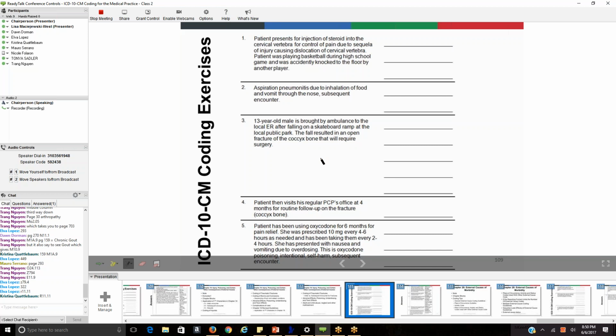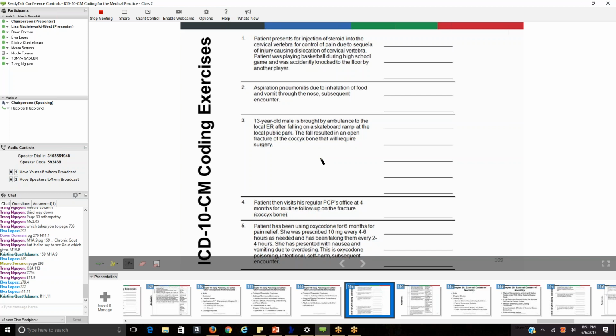But the first thing we have to find is, what does this patient have? Because that's going to be the primary diagnosis. It's not going to be the skateboard fall. It's not going to be that they were transported by an ambulance. It's not going to be that it was at the local park. It's that the fall resulted in an open fracture of the coccyx bone that will require surgery.